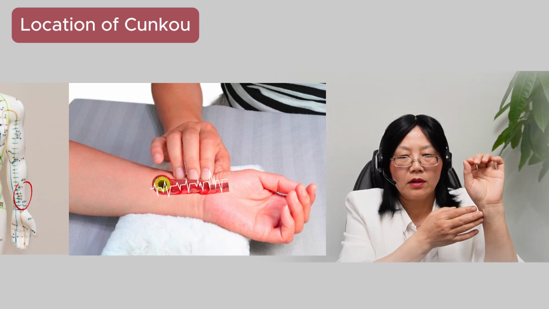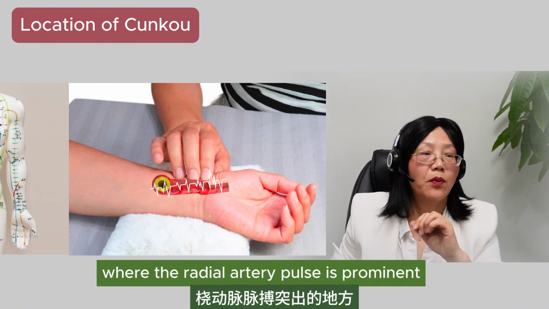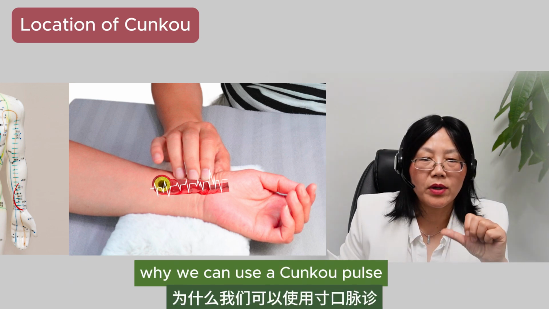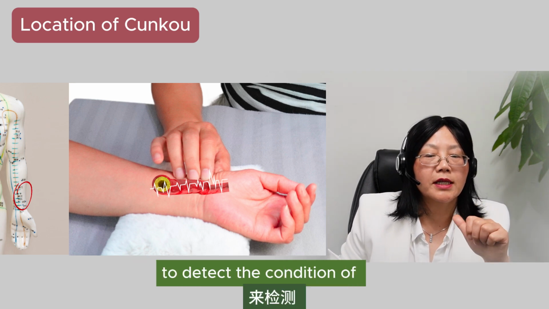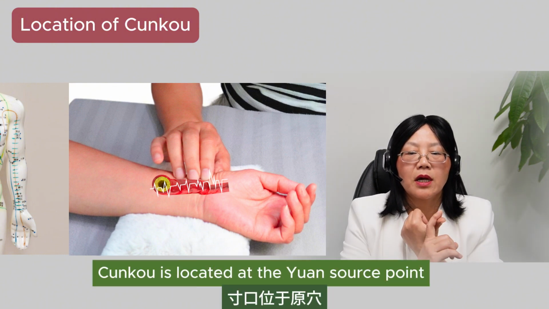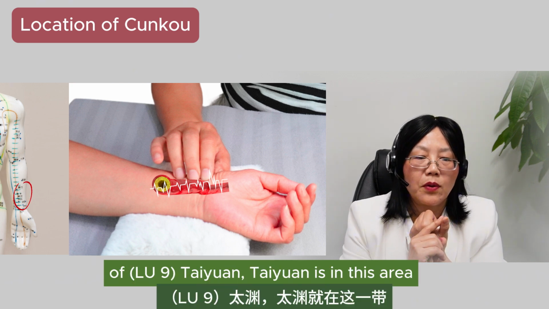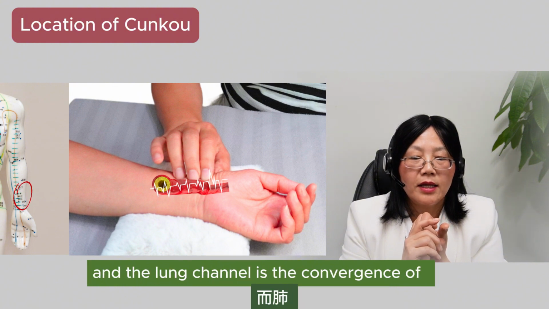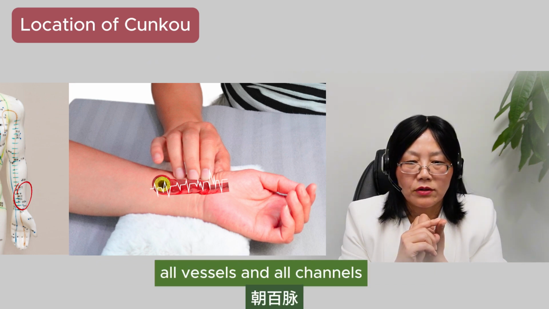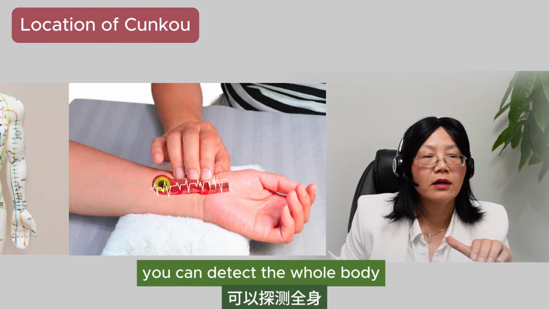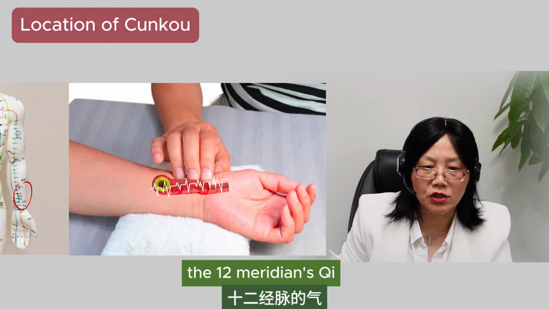Inside the high bone, the radial artery pulse is prominent, because the skin is very thin, so it is very easy to palpate this area. Why can we use the Cunkou pulse to detect the condition of qi and blood of the zang-fu organs? First, because Cunkou is located at the yuan source point of lung 9, Taiyuan, in this area. And the lung channel is the convergence of all vessels in all channels. By detecting the yuan source point of the lung channel, you can detect the qi of the whole body, the 12 meridians.